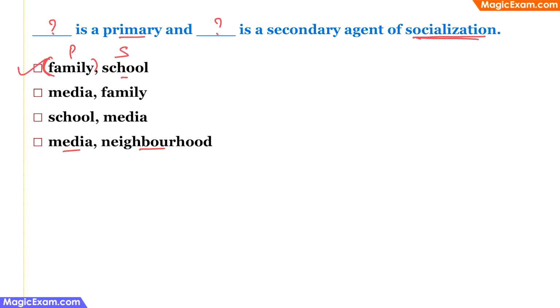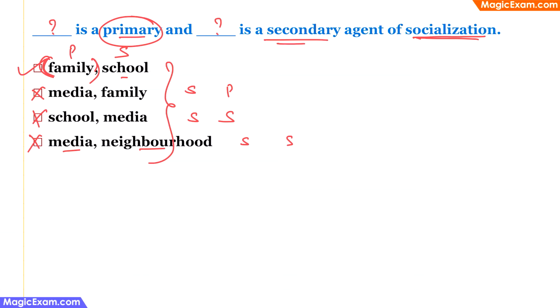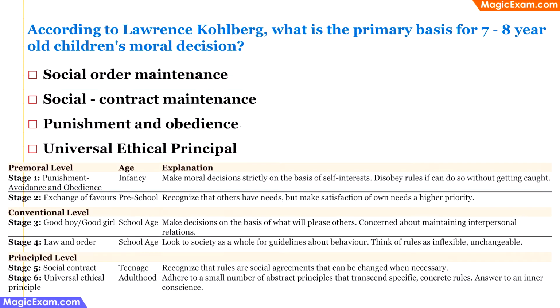If you look at the other options, here media and family. Media is secondary and family is primary. Therefore, this option will not fit. Next, school is secondary and media is also secondary. Therefore, this is also an incorrect option. Then media and neighborhood both are secondary sources of socialization. Therefore, this also is not correct. Therefore, you have to remember that family is primary and everything else is secondary agent of socialization.